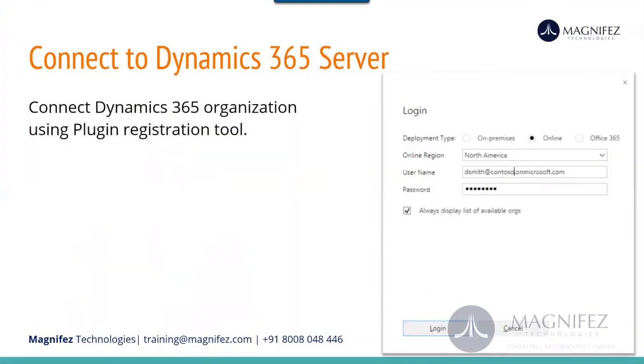When you are trying to connect your plugin registration tool, this is the option you get. You might have this option changed over here. Either you have to select on-premise if you are trying to connect the plugin registration tool with the on-premise version, or for online you have to connect Office 365. You have to select your online region, on which data center you have your CRM account created. I'll tell you an easy way to identify it. Second thing, you will just mention your username and password.